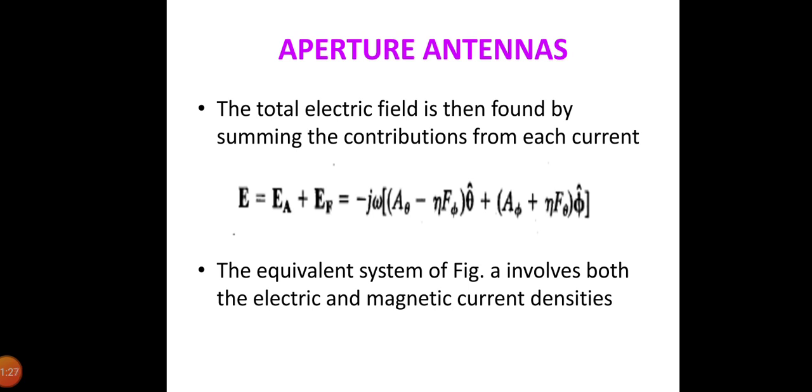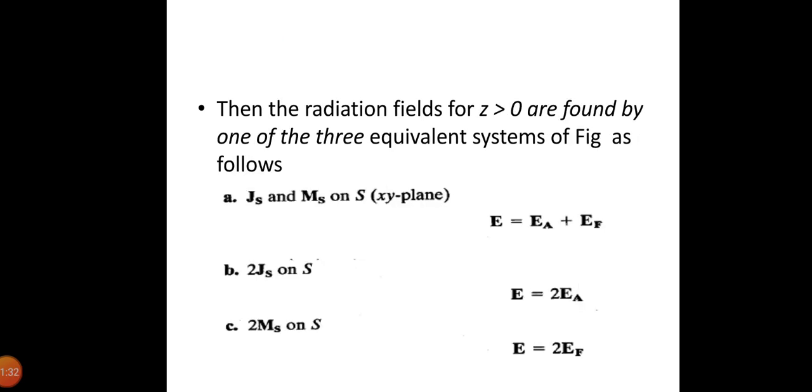The equivalent system of this figure involves both electric and magnetic current densities. So the radiation fields for z greater than 0 are found by one of the three equivalent systems: with Js and Ms on S, E will be equal to E_A plus E_F; with 2Js on S, E will be equal to 2E_A; and with 2Ms on S, E will be equal to 2E_F.